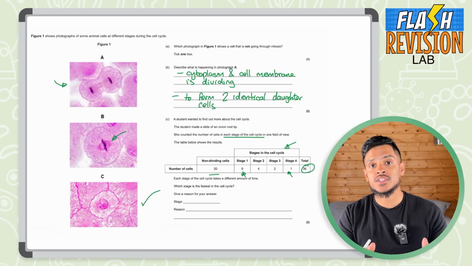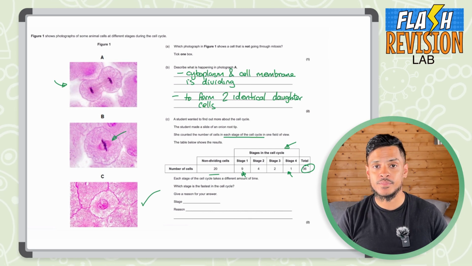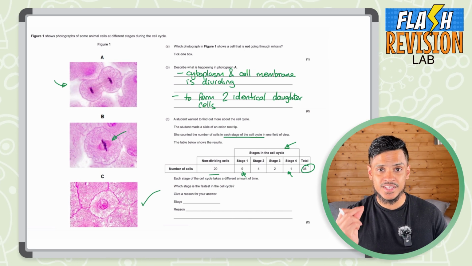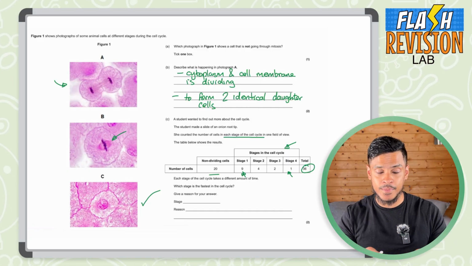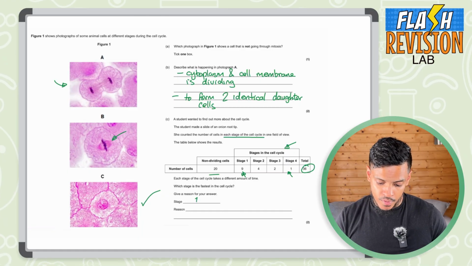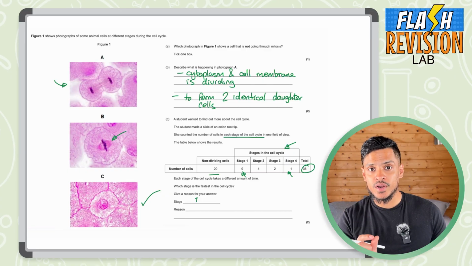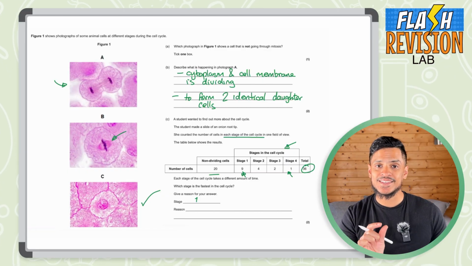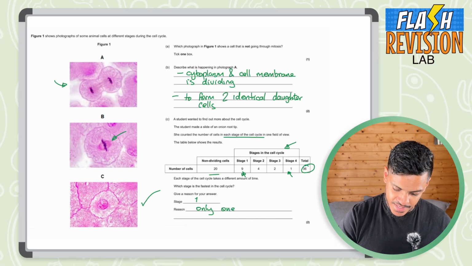The one which takes the shortest time is the one which has the fewest number of cells in that stage. So if it takes a split second, then you're likely to miss it if you were to take a snapshot of the whole 36 cells, right? So the one that's probably the fastest is stage 4, because only 1 cell was caught at that stage. So the reason why you'd say only 1 cell is seen at this stage.